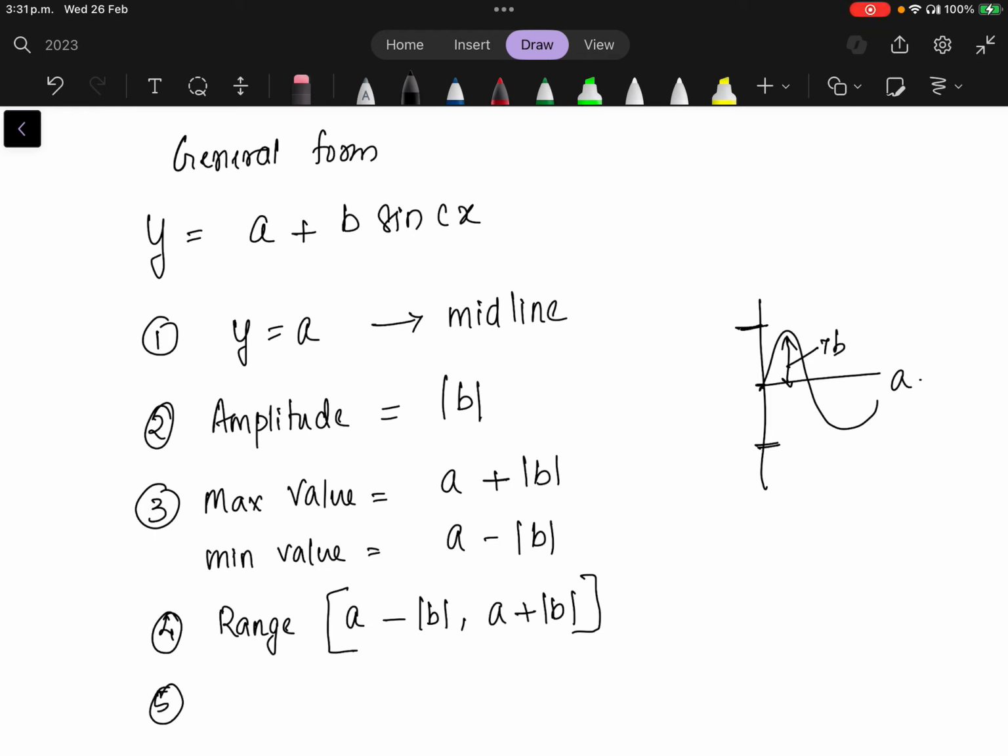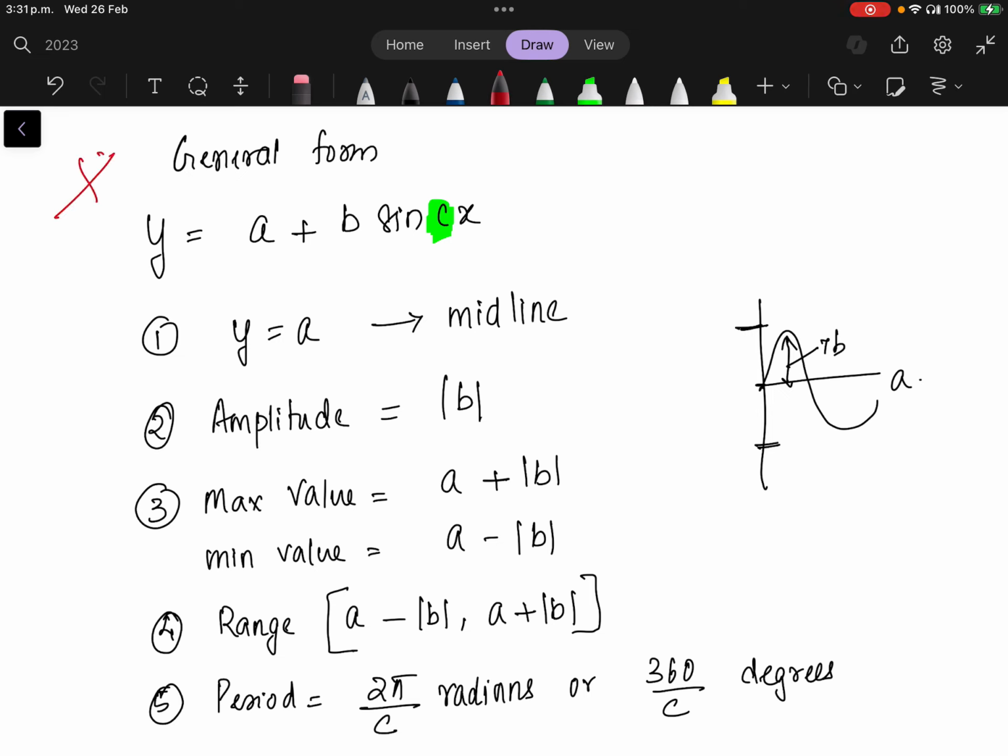And the fifth is period, which is 2 pi over c. c is the value here which comes over here. So 2 pi over c if it is in radians, or 360 over c if it is in degrees. Please learn this off. It is very, very important. Please learn this off, memorize it, do some questions. You're set for trigonometric graphs.